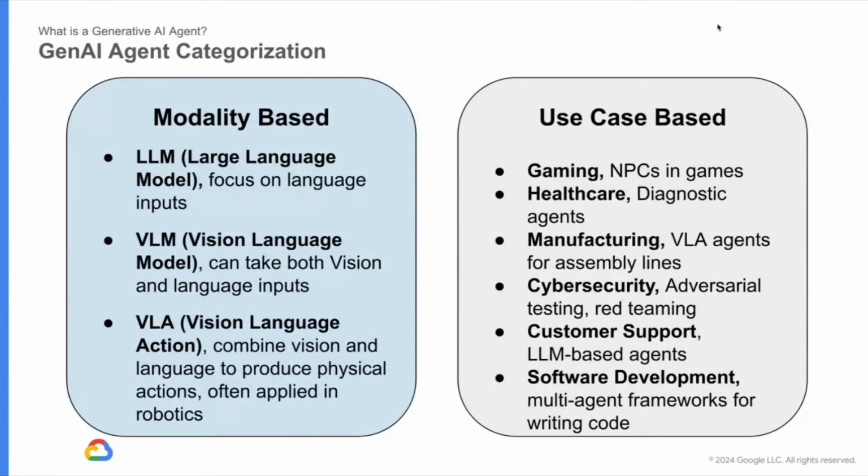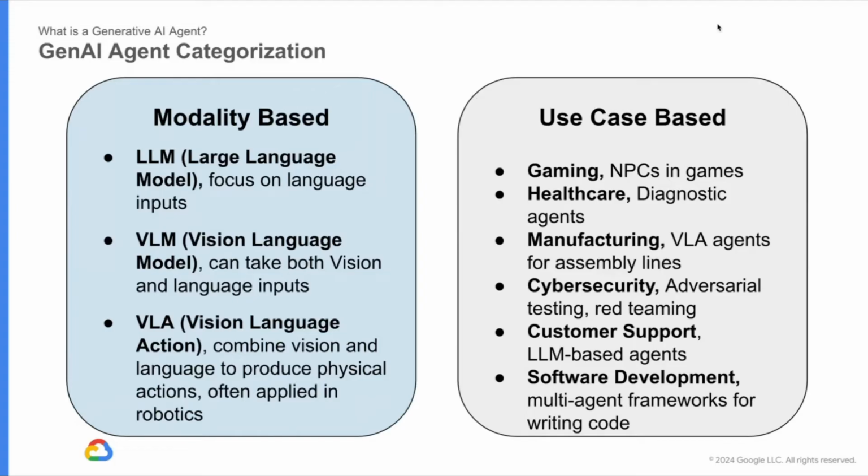Now, broadly speaking, we have started to see the categorization of agents go into two main types of categories. You typically see modality-based agents. People will say things like, I'm building an LLM, a large language model agent, or I'm building a vision agent or a vision language agent that combines these, or a robotic agent application. Or you can also see people say this from the perspective of use cases, right? I've built a gaming agent, a cybersecurity agent, a software development agent, things like that.